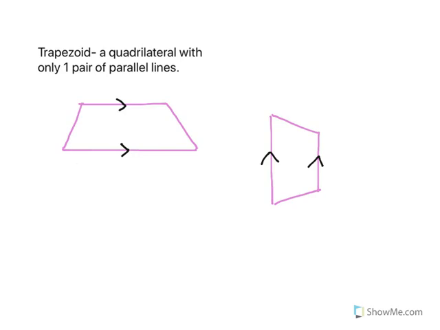All right, now we have something that is not a parallelogram. It's a trapezoid. A trapezoid is still a quadrilateral because it has four lines, but because it only has one pair of parallel lines, it's called a trapezoid. It can only be a trapezoid. It can't also be a rhombus. It can't also be a square. It can't also be a parallelogram. It is a quadrilateral with a specific name, trapezoid.